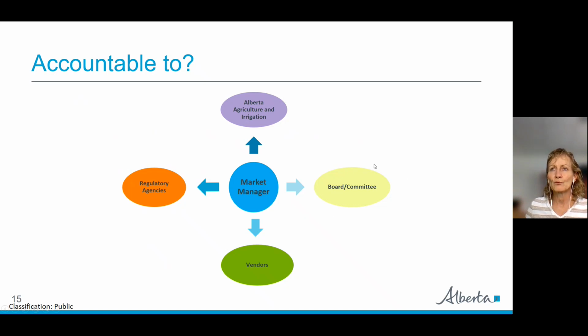You're responsible to, or accountable to, the board of directors or the advisory committee, depending how you're set up. Board of directors, if you have a not-for-profit society; advisory committee, if you are in a sponsored market. And you're also accountable to the vendors. You're that first point of contact with the vendors, and they have expectations of how you will behave and the things that you will do on their behalf in the market. So that is also very important.